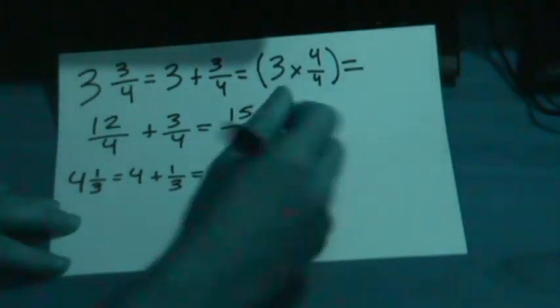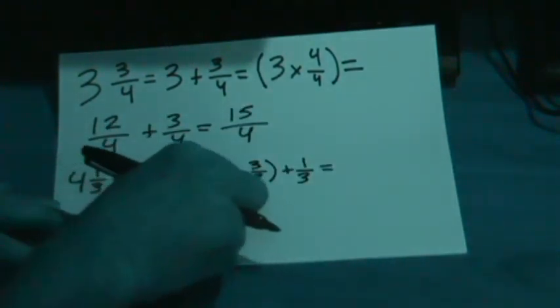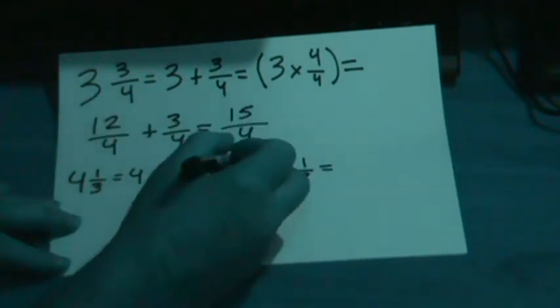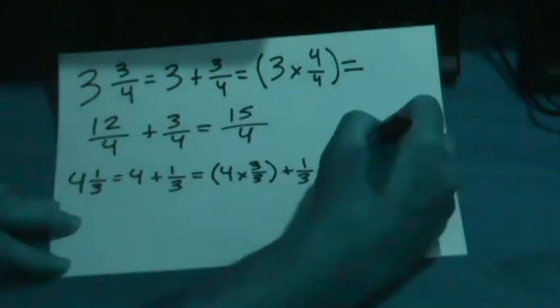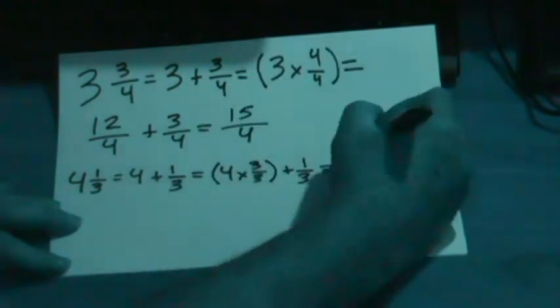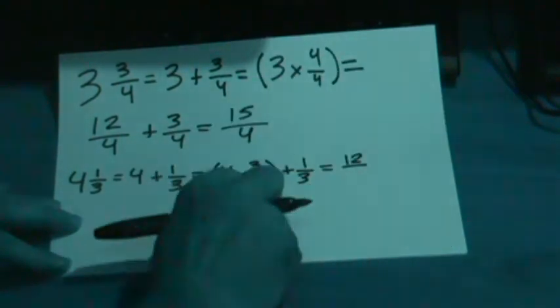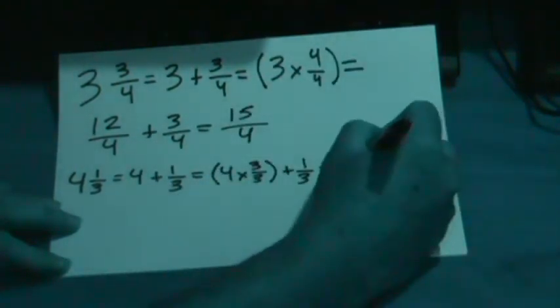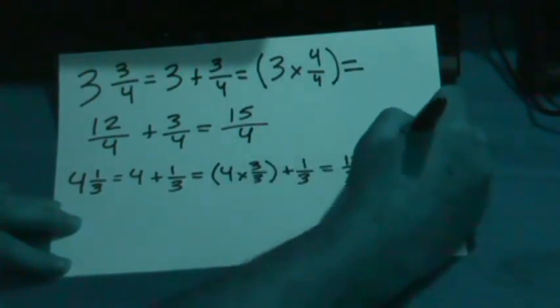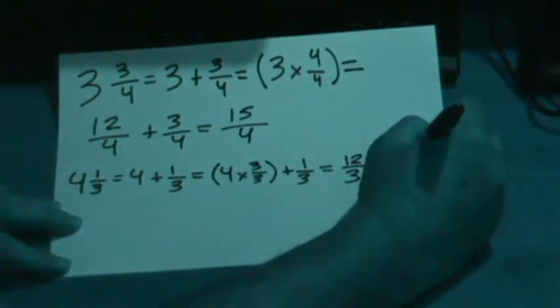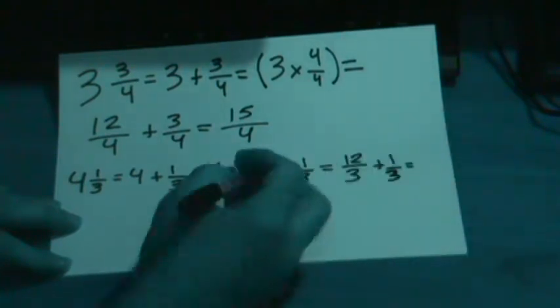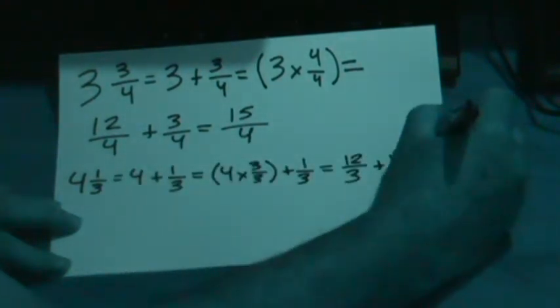Okay, so we have 4 times 3/3, which is basically 4 times 1, which would be 4. But we're going to turn it into an improper fraction. When we're doing the parentheses first, 4 times 3 is 12. 4, 8, 12. The 3 remains the same. And then we add on the 1/3. What's that equal? It equals 13/3.